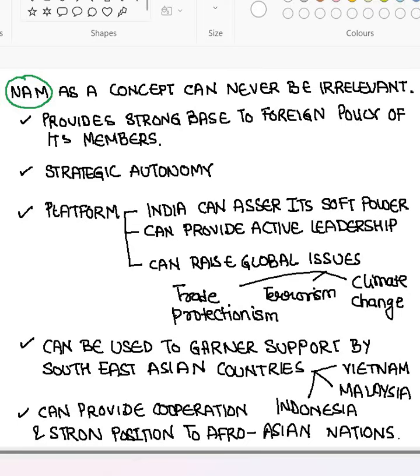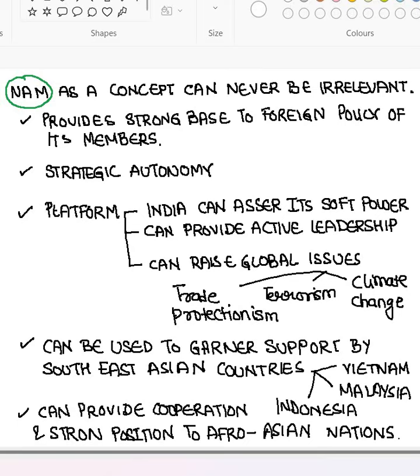It principally provides a strong base to foreign policy of its members. It should be seen as a strategic autonomy, which is the need of the hour of today's world. And NAM is a platform where India also can assert its soft power. It can provide active leadership by becoming a torch bearer for small countries. Okay, and it should be used as a platform to raise global issues like trade protectionism, terrorism, etc.